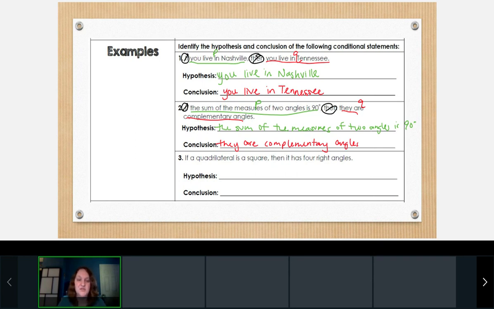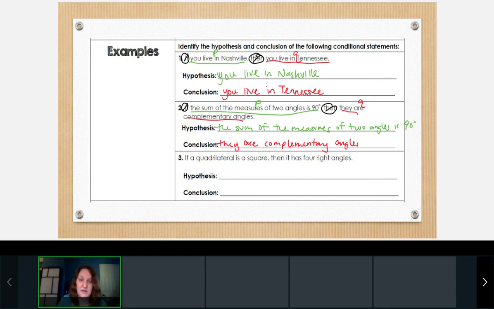Look at what you just wrote. Did you use the word if in your hypothesis? If you did, erase it or scratch it out. No word if in the hypothesis. Look at your conclusion. Did you use the word then? If you wrote the word then, scratch it out or erase it. There's no word then. Those just tell us where to look, but they're not actually part of the hypothesis or the conclusion.